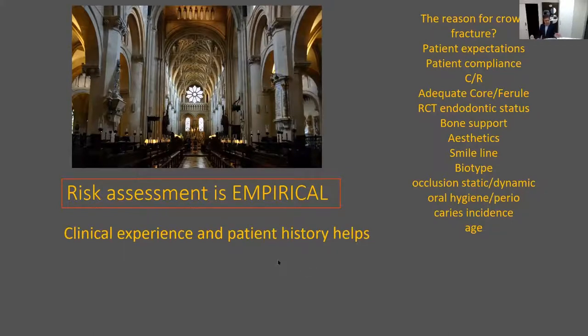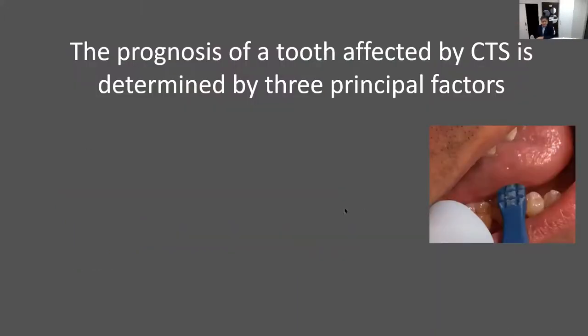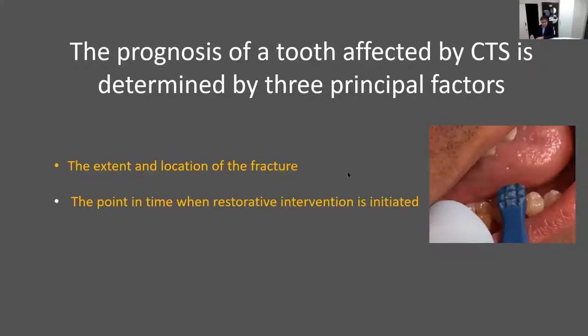So clinical experience and patient history help immensely. We need to listen to our patients. Irrespective of whatever, we need to preserve as much tooth as possible to restore teeth. So the prognosis of the affected tooth is affected by three principal factors. We talked about this: the extent and location of the fracture, and the point in time when restorative intervention is initiated, the quicker, the better.